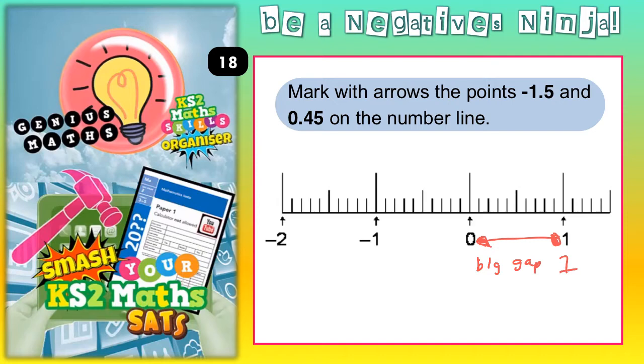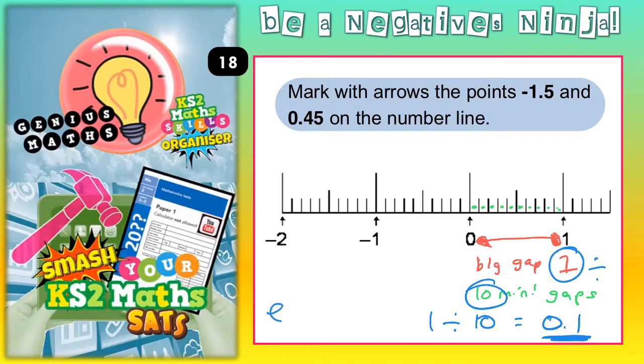Now, it doesn't sound very big, but the reason I'm saying a big gap is because we've actually got 1, 2, 3, 4, 5, 6, 7, 8, 9, 10 mini gaps. So there's 10 mini gaps between 0 and 1. What we've got to do is take the big gap of 1 divided by the 10 mini gaps, and 1 divided by 10 is 0.1. So each mini gap must be going up in 0.1s.